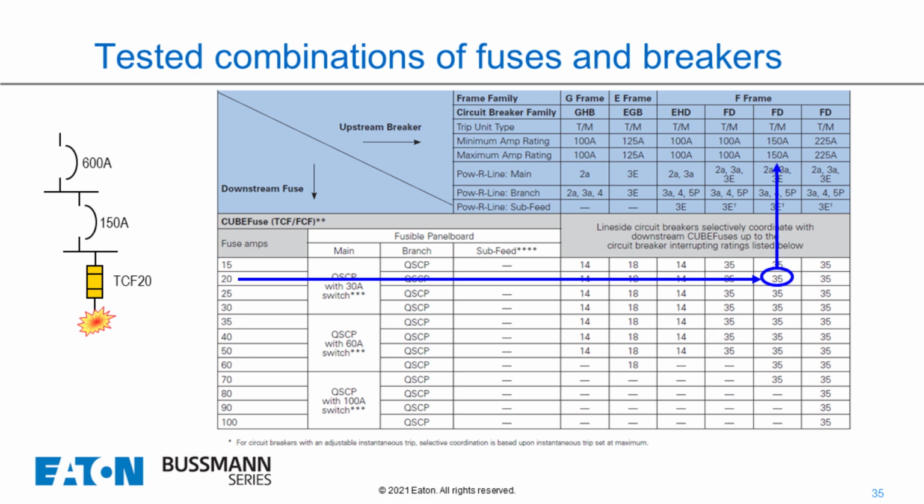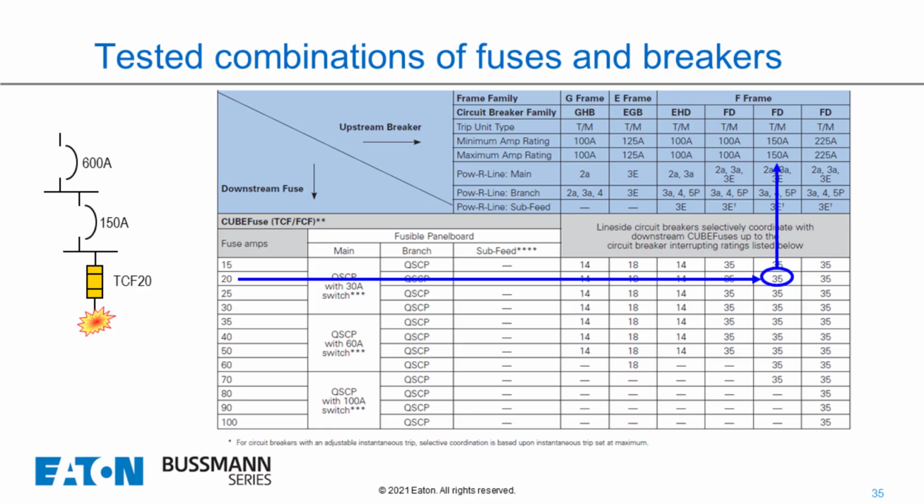Well, the 35,000 amps is the breaker interrupting rating. The fuse has a 200,000 amp interrupting rating. The breaker, though, is limited to 35,000 amps. And so as we can see in the chart, the breaker and the fuse selective coordination is up to the breaker interrupting rating. And in this case here, it's 35,000 amps.